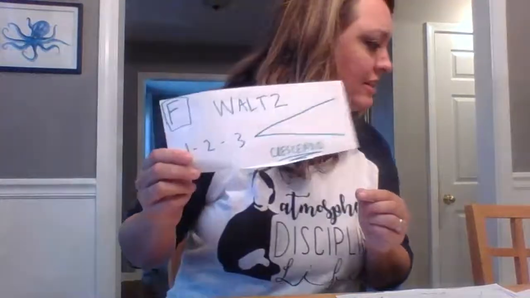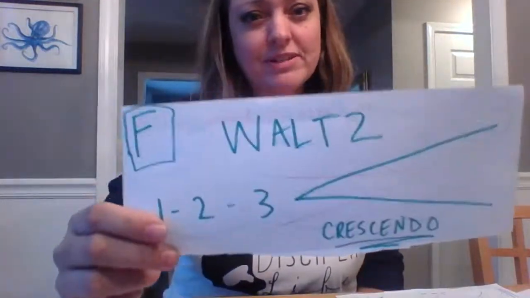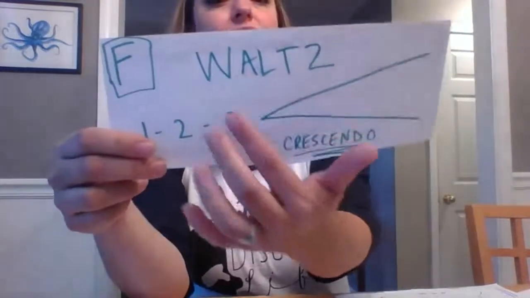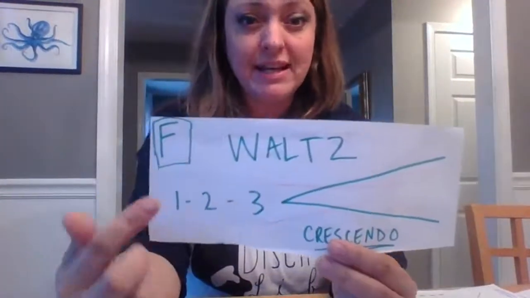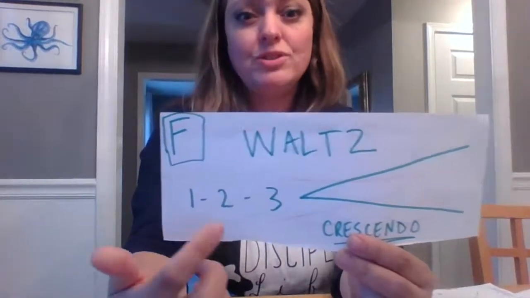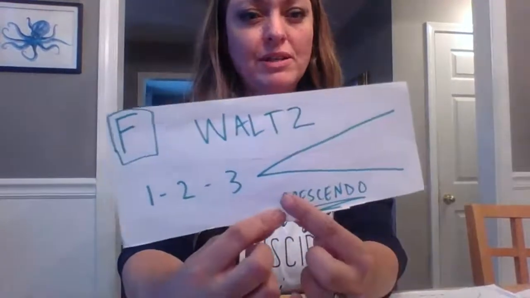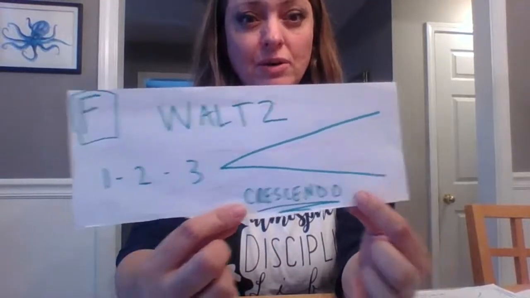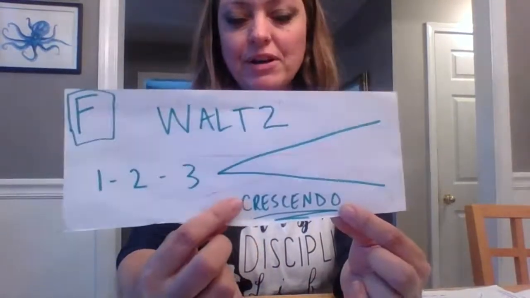The F section is the final different section that we have, the different theme. And we just talk about waltz, how a waltz is a dance in 3. And we just kind of count during this section, 1, 2, 3, 1, 2, 3. And we also notice how there is a crescendo, and a crescendo means to get louder.